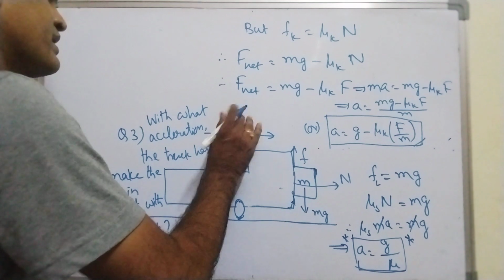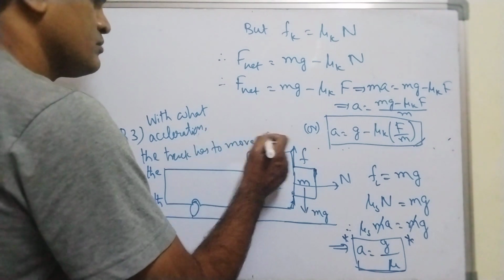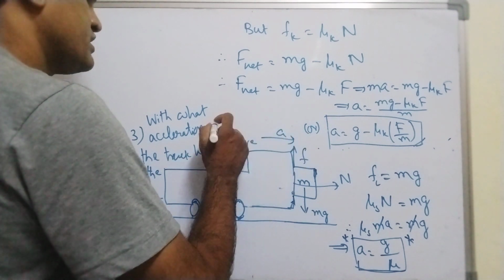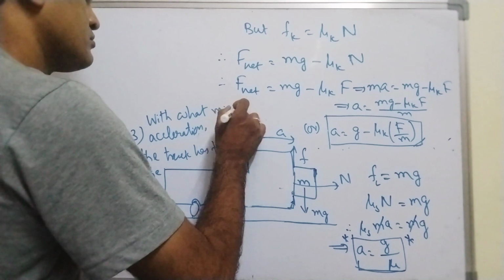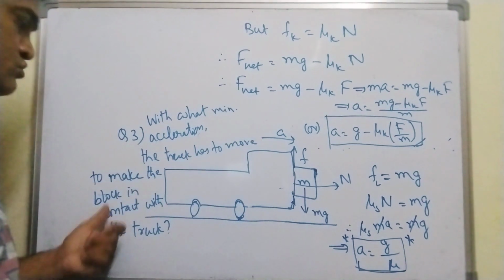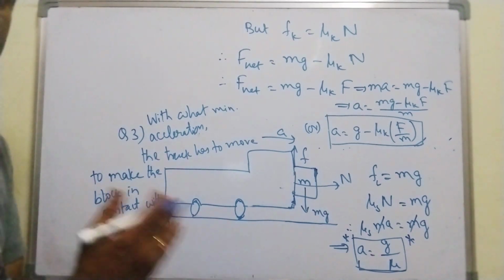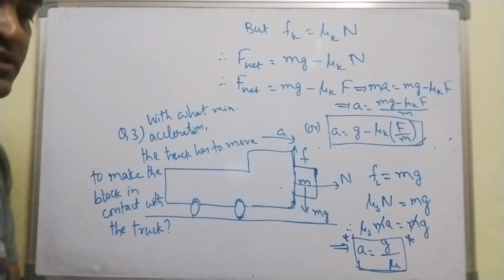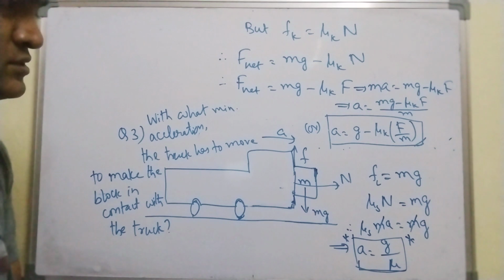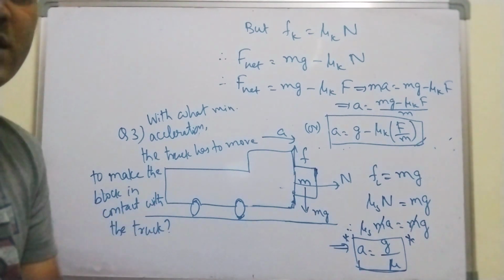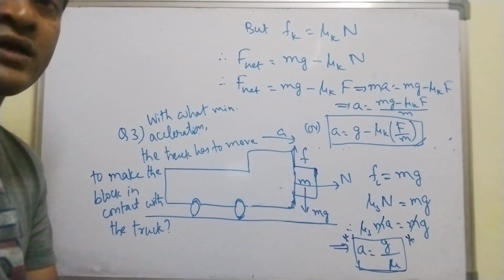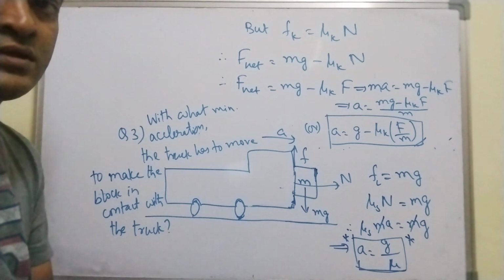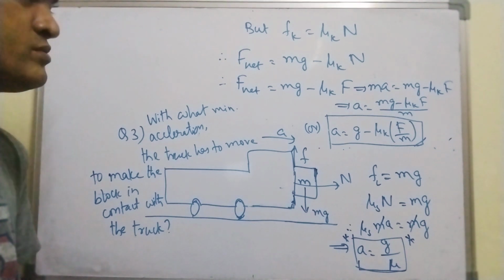With what minimum acceleration, I can say, the truck has to move to make the block stay in contact with the truck? Right? This is another question, another scenario. A is equal to g by mu. Right? A is equal to g by mu.